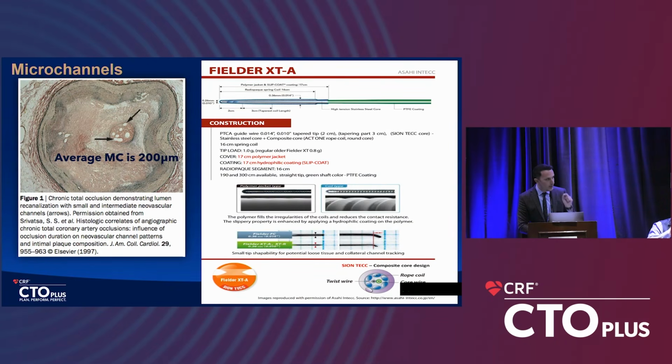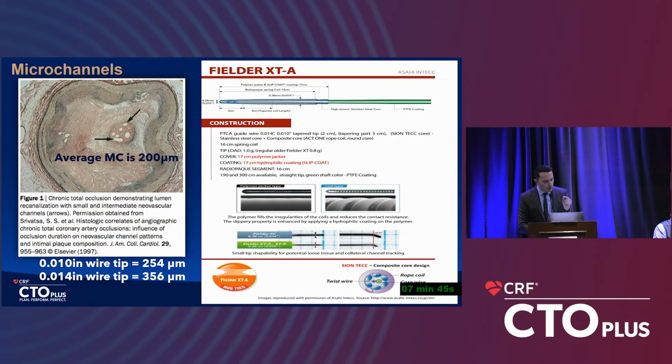Well, the first thing is it's a tapered wire. The end of the wire is 010, which if you translate into microns, it's 254. An 014 wire is about 356 microns. So already you see that by having a tapered tip, you have more chances of engaging that microchannel.